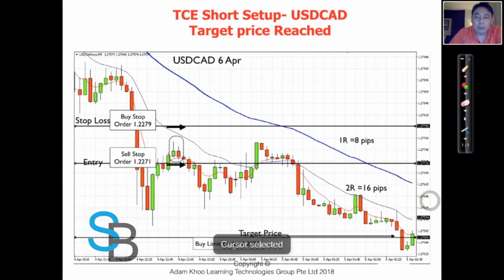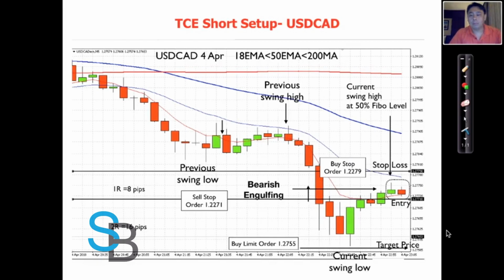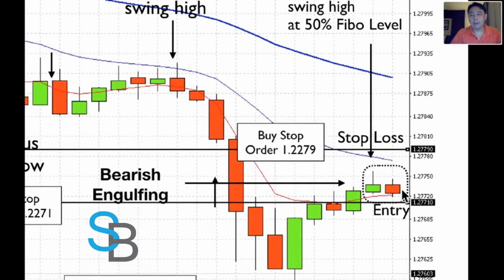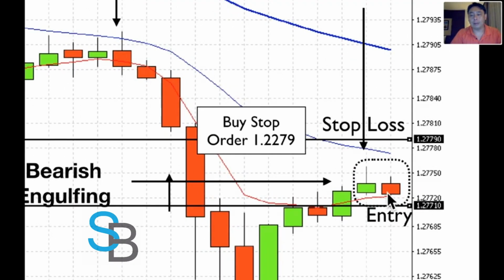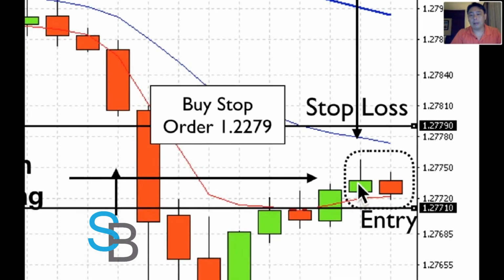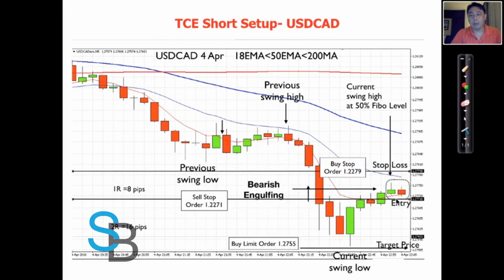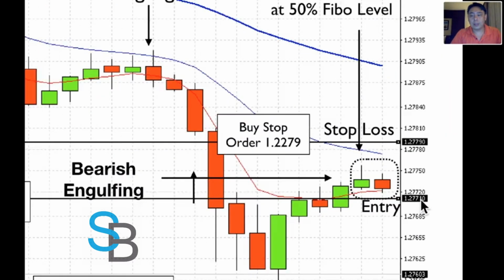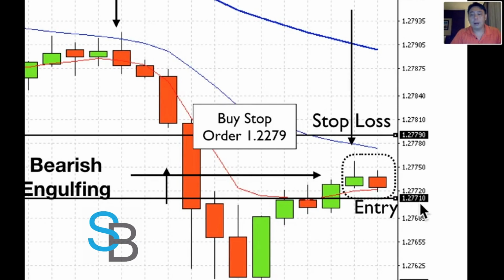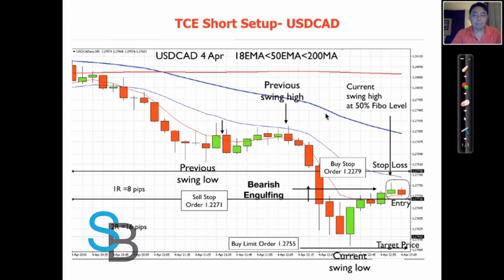So once we have got that, we wait for a trigger pattern, and the trigger pattern is a bearish engulfing pattern, right? So you can see this red candle engulfs the green candle. We have our pattern, so we can place our sell order right below the low of that. In this case, it is 2771. Our stop loss at 2779, so that's 8 pips. And again, our profit target would be 16 pips, which would be at 2755.